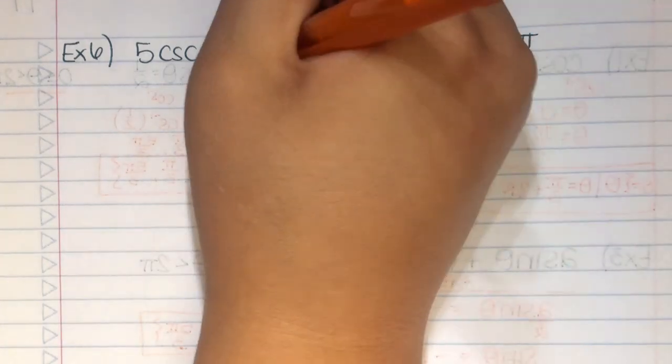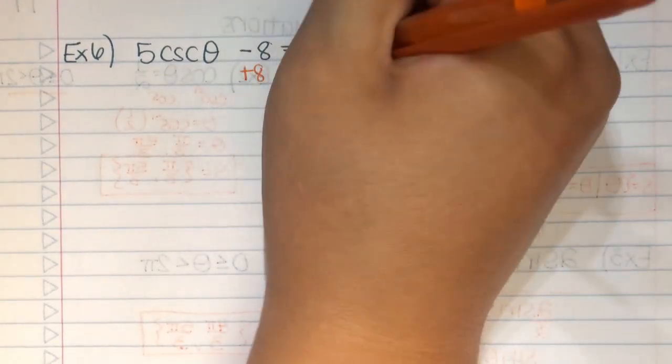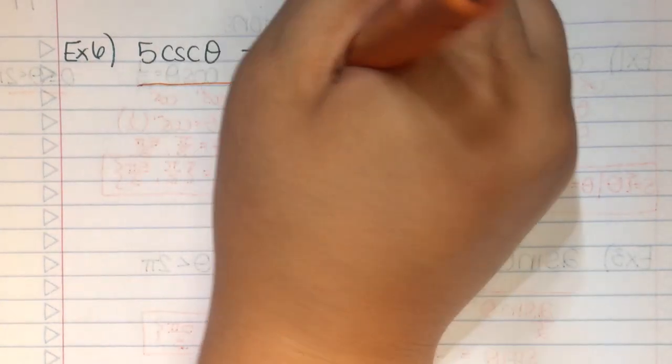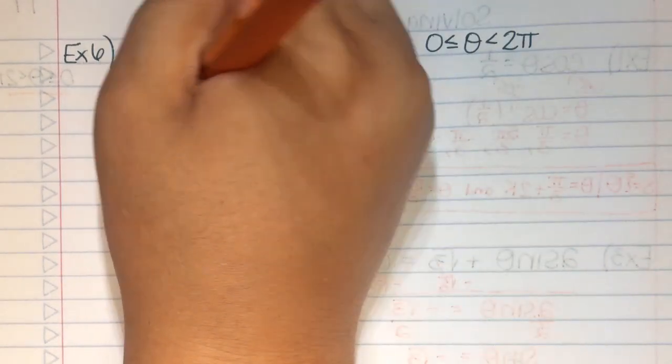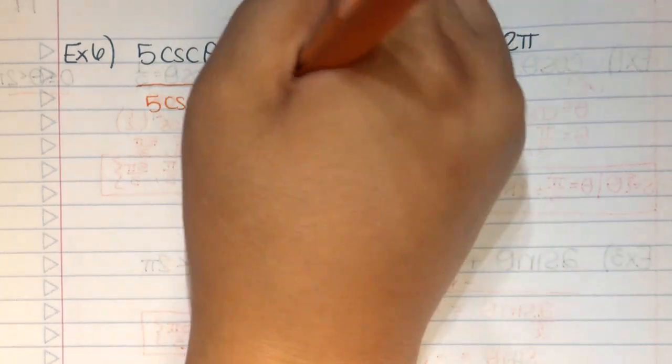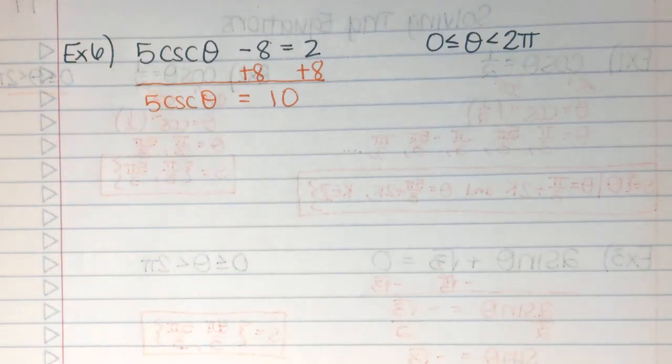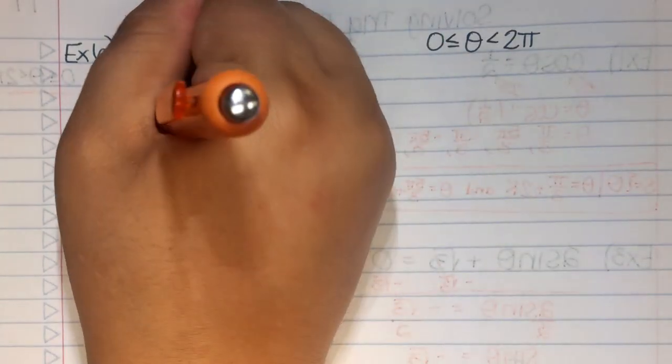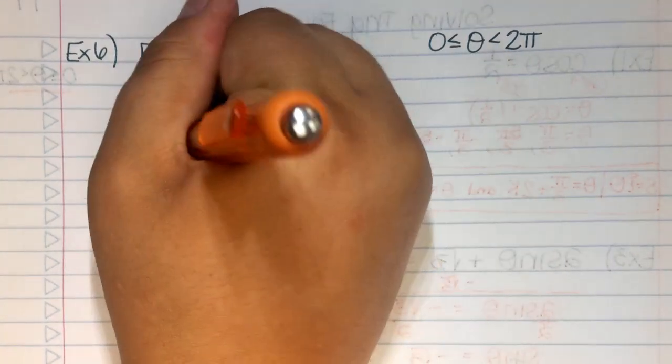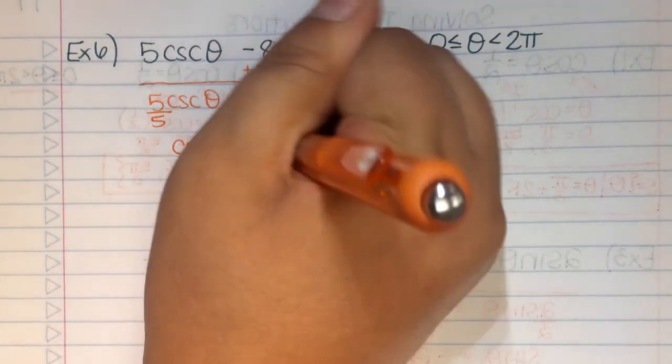Okay, I'm going to add 8. Are we a little bit nervous about this one? Why does this one make us nervous? It makes me nervous looking at it right away. Because it's cosecant. We'll get there. What am I going to do? Divide by 5. What is 10 divided by 5? 2.